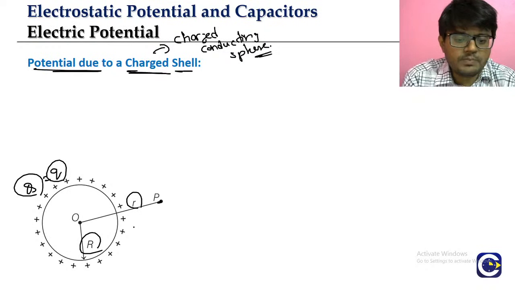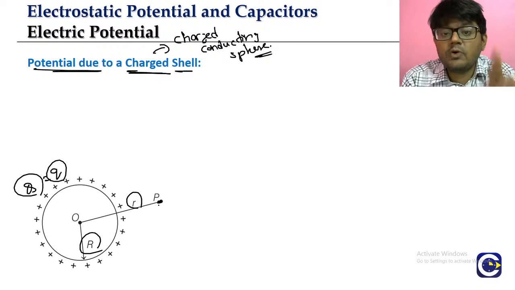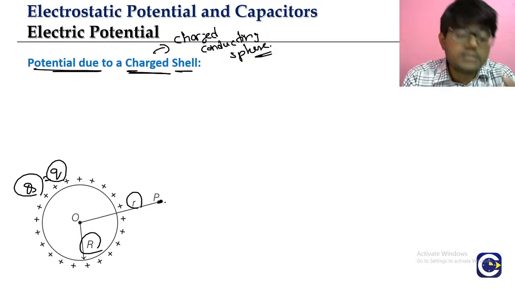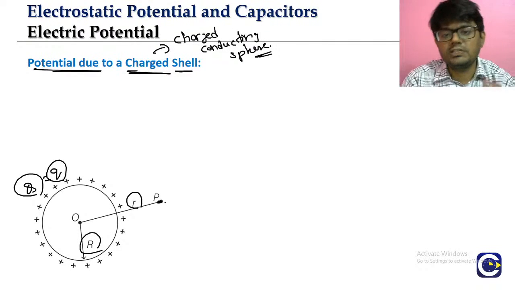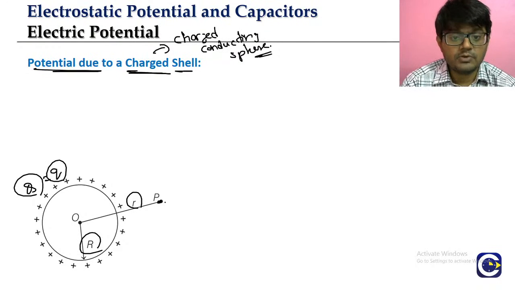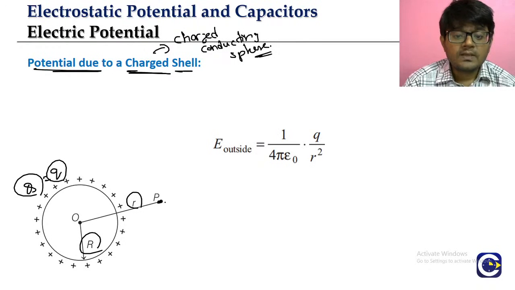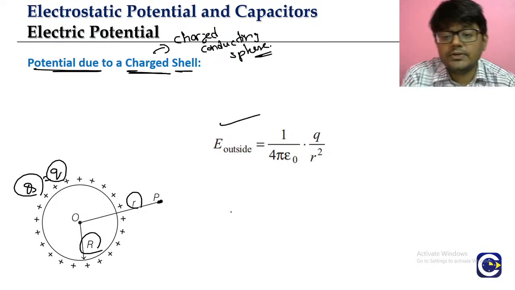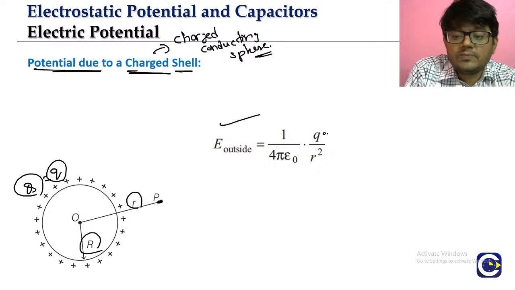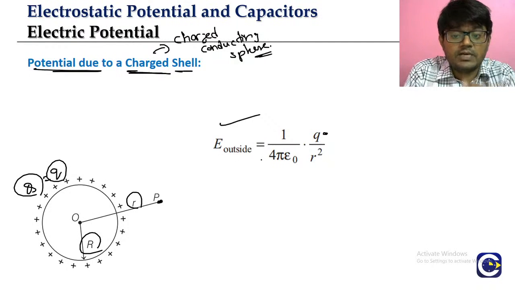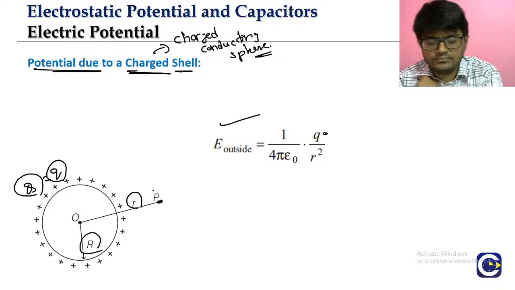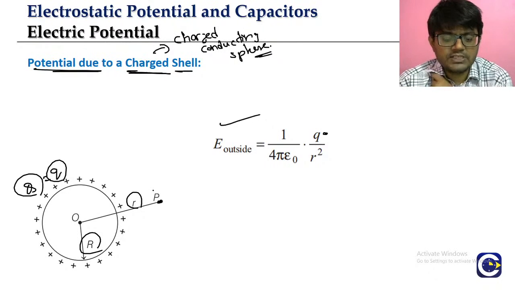So we are looking at what is the potential at the point which is outside. In the calculation we will use the relation between electric field and potential. Look at what is the electric field at a point outside due to the spherical shell having a charge small q. The field outside is 1 by 4 pi epsilon naught q by r square, where r is the distance of the point from the center of the shell.